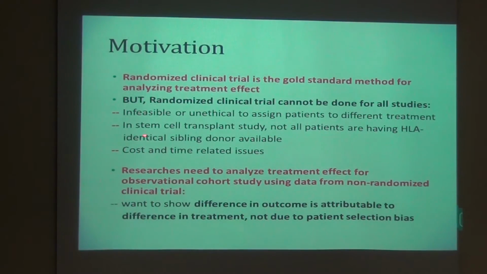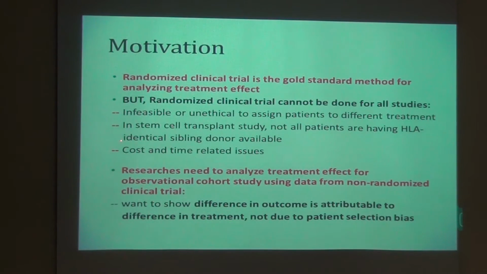Another example is stem cell transplant. If you want to compare identical sibling transplant versus chemotherapy, not every patient will have a sibling identical donor. There are also cost and time issues. Especially right now, if you want to study the long-term effect, it's very hard to ask NIH to give you money to do a 10 year study. So this is very long, and sometimes costly and time related. Because of these and other limitations, randomized clinical trials can be done only in some situations.